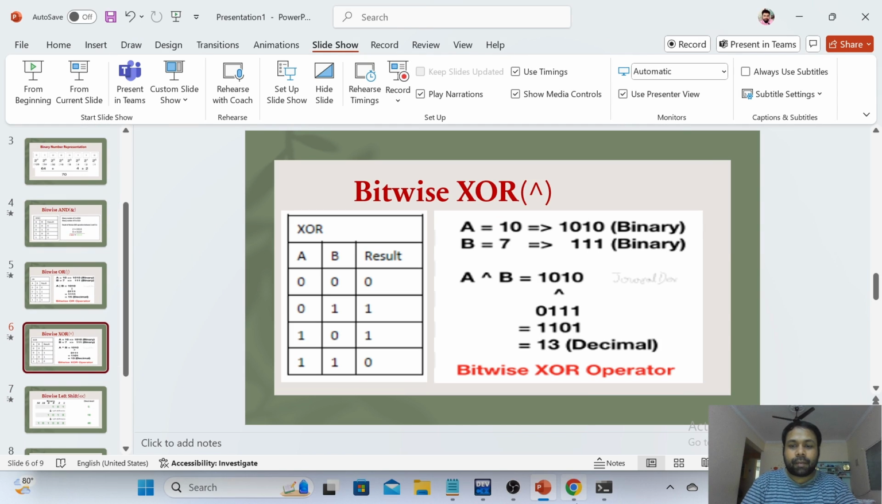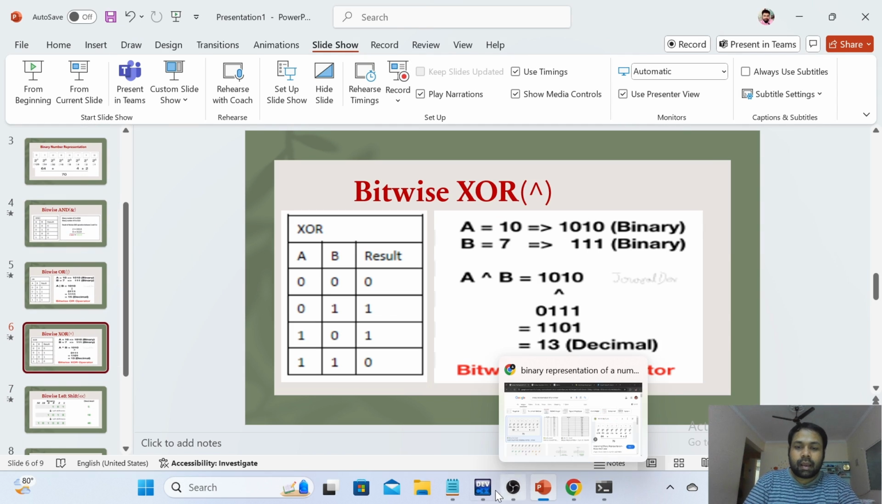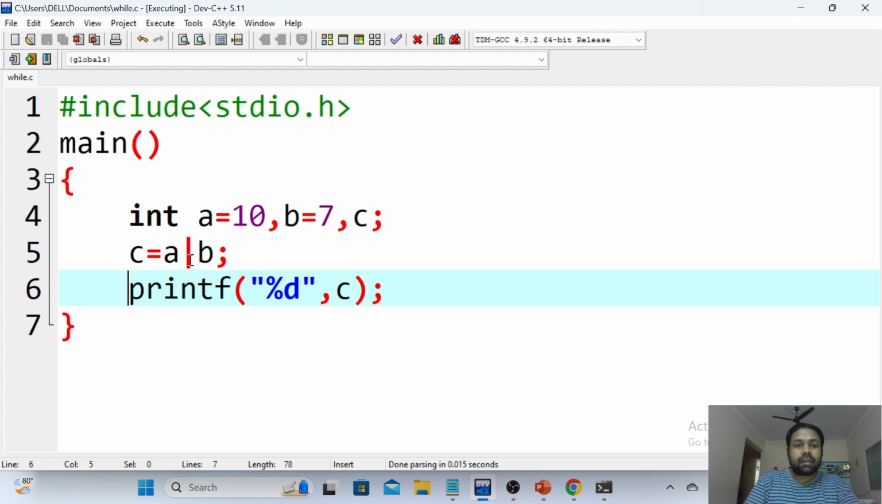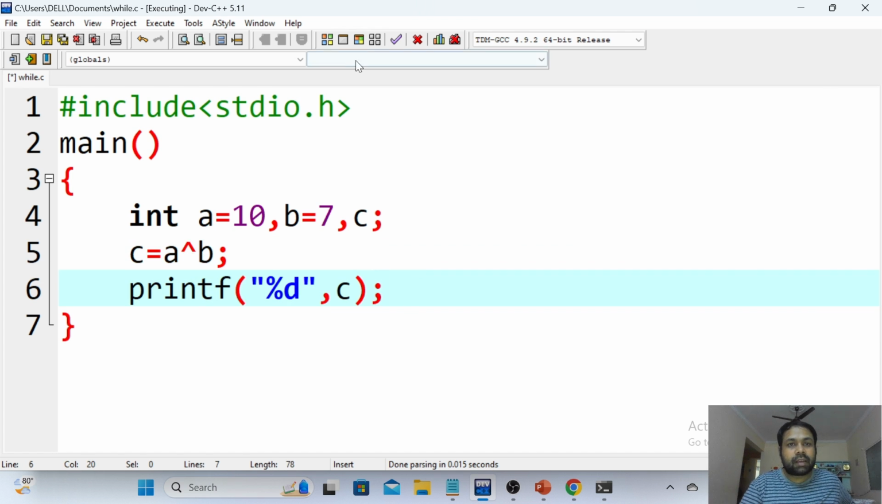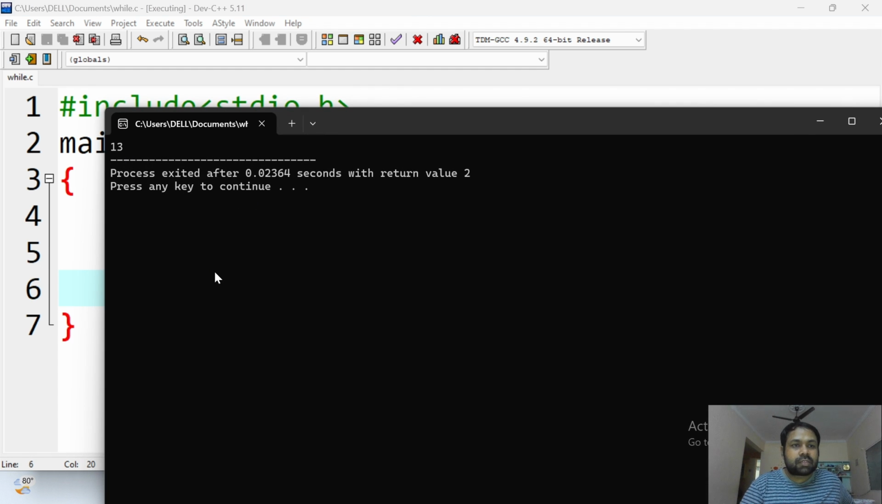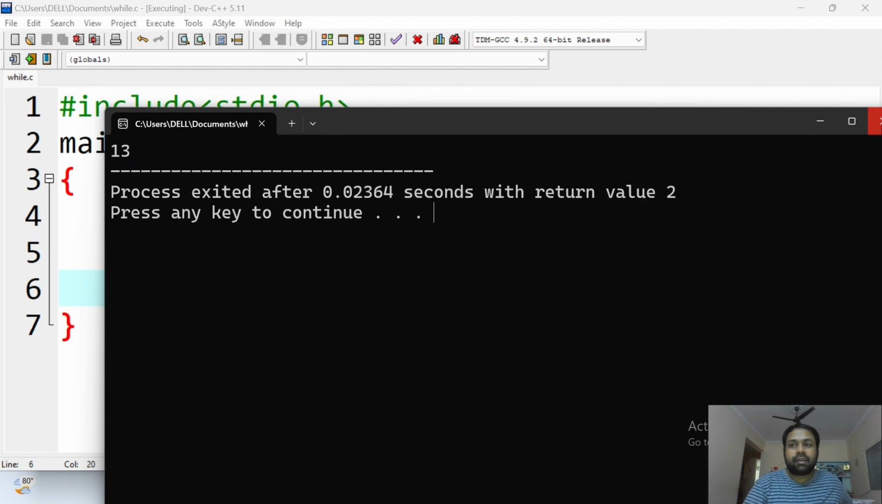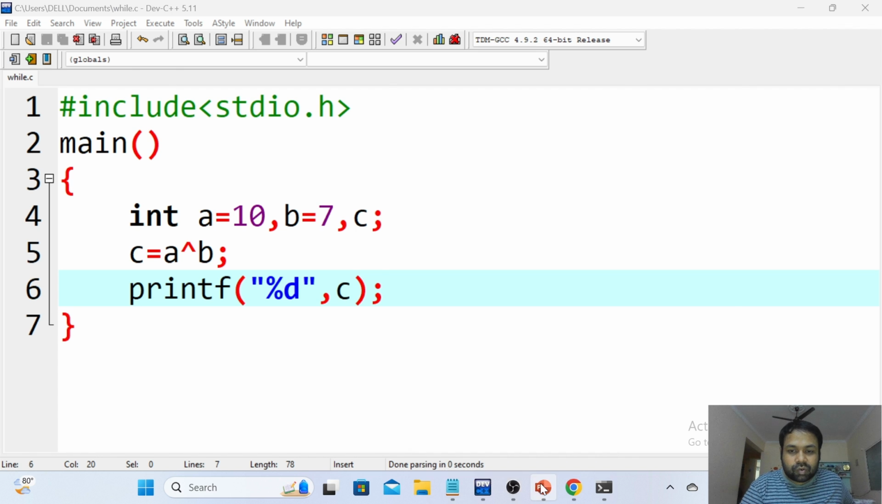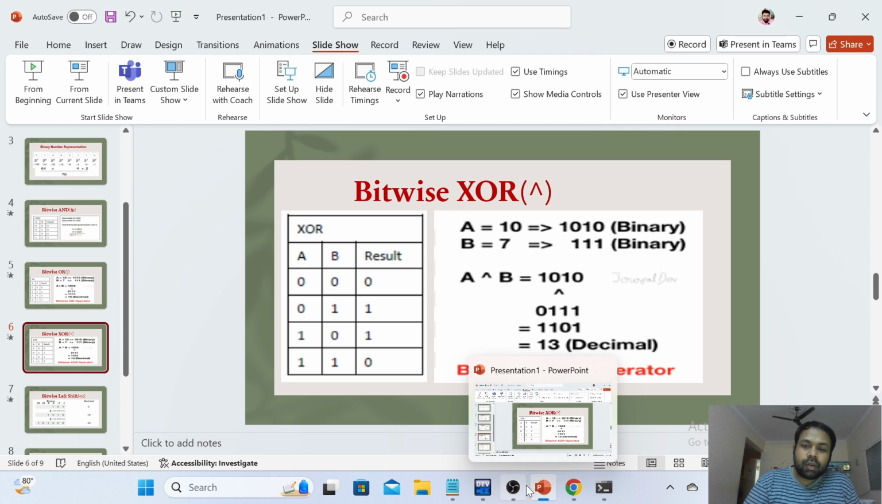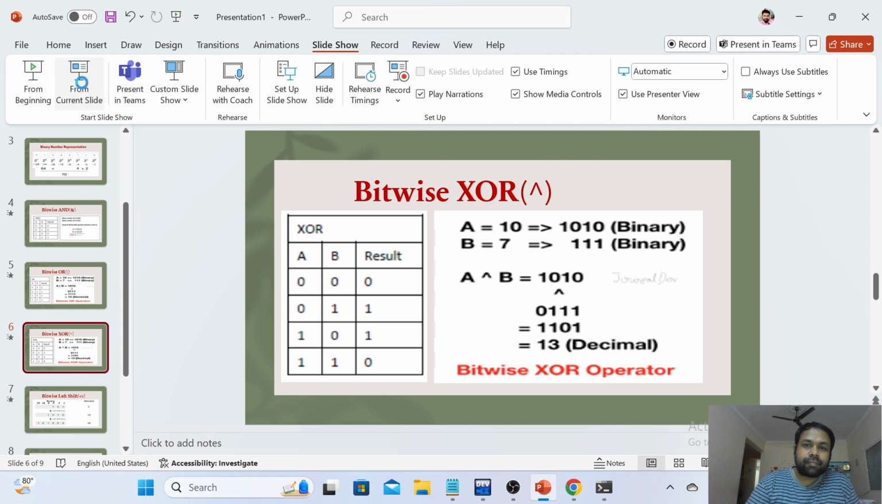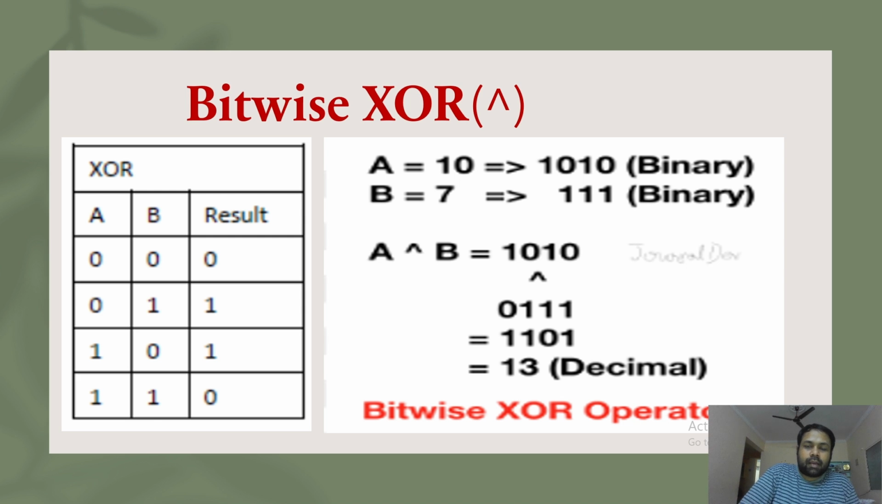And the same thing I am applying here. You see, to apply XOR, it is Shift plus 6. You press Shift plus 6 and you will get that symbol. This is not power, this is XOR. And what is the answer we are getting here? 13. And you can see in the slide also, the answer we are getting here is 13. Okay, so now let me shift to the next one. Hope you understood what XOR is.